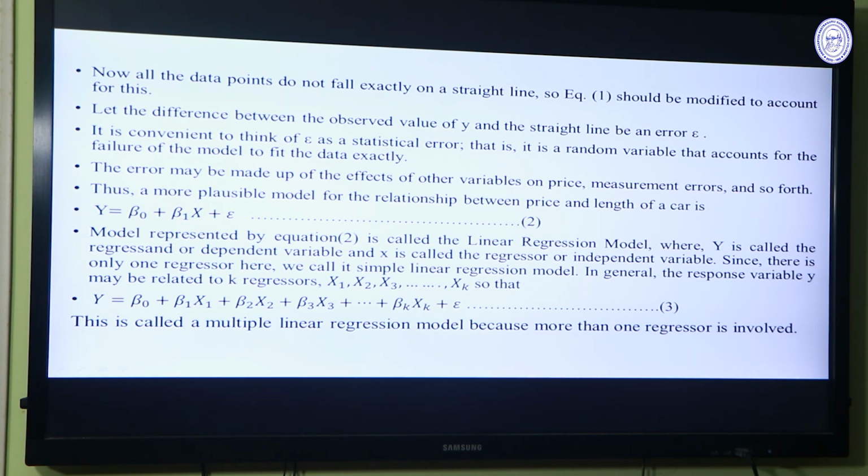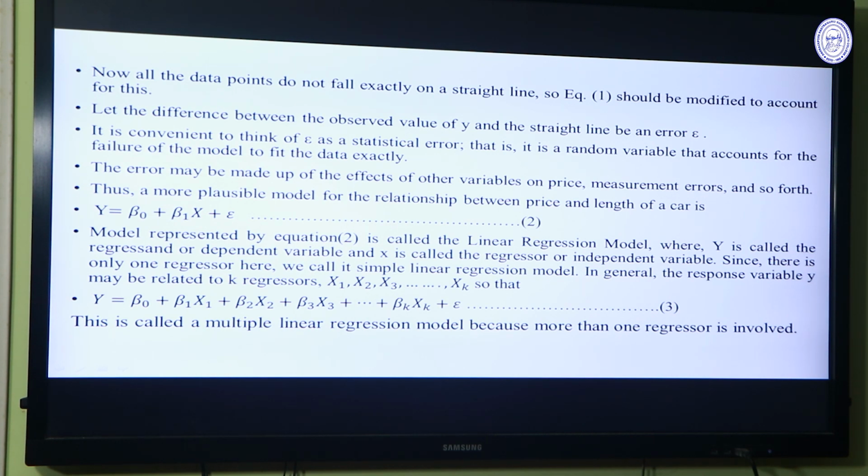Now, since there is only one x, or only one independent variable in our model, this is called the simple linear regression model. Now, in real life, as we have already mentioned, there are many explanatory variables to explain one certain variable. So, to explain the price of the car, there might be a number of explanatory variables that we are not considering here.